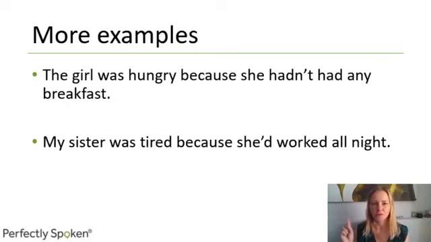Now notice here you've got the auxiliary verb had, or hadn't in this case, and the main verb had, which we give a strong pronunciation. Hadn't had, hadn't had. The girl was hungry because she hadn't had any breakfast. Pause the video now and repeat it several times.